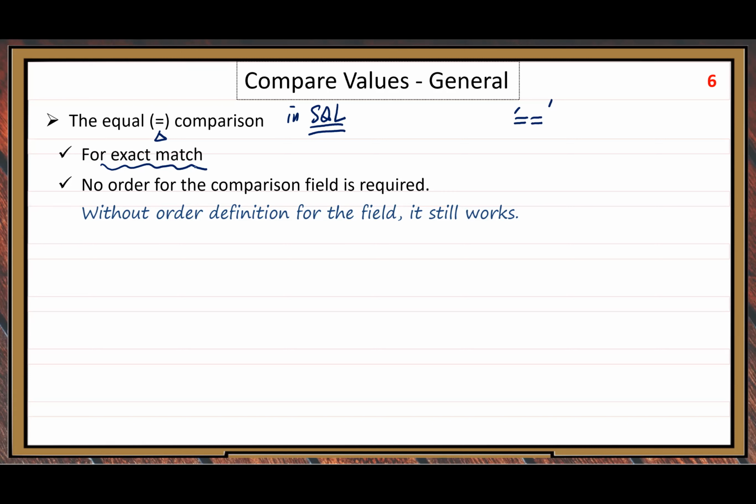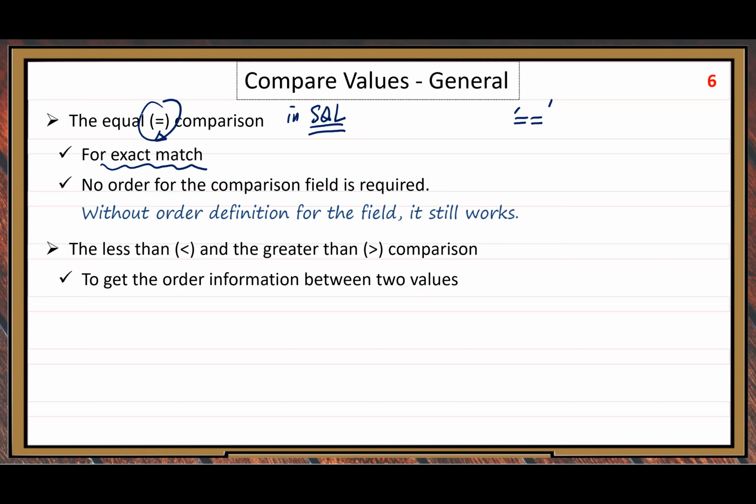Otherwise, you cannot do comparison. But for equal comparison, the equal sign, you do not need the order information. In other words, even if the order is not defined for the field, you can still do equal type comparison. Less than and greater than comparison, though, this time need the order information between two values. The order definition is required. Otherwise, you cannot do comparison.